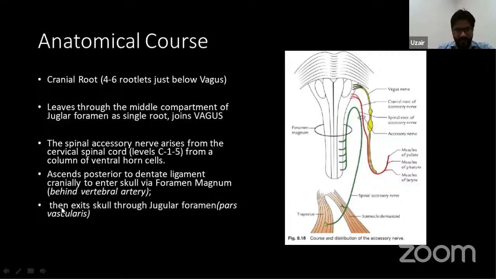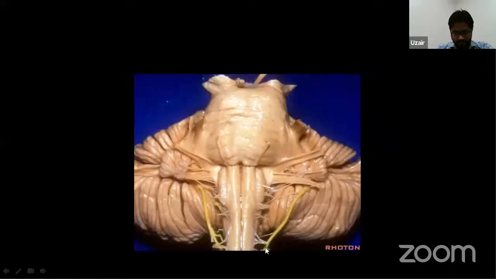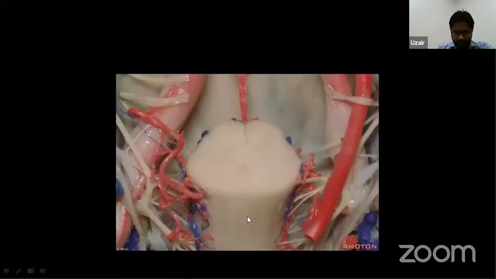And like I explained earlier, this is going to ascend into the cranial cavity through the foramen magnum behind the vertebral artery. And then this is going to exit through the jugular foramen along with its cranial part through the pars vascularis. So this one is the cranial part, and this would be the spinal root. Here we can appreciate the small rootlets from the superior cervical spine arising, and they are going behind the vertebral artery, toward the level of the jugular foramen.